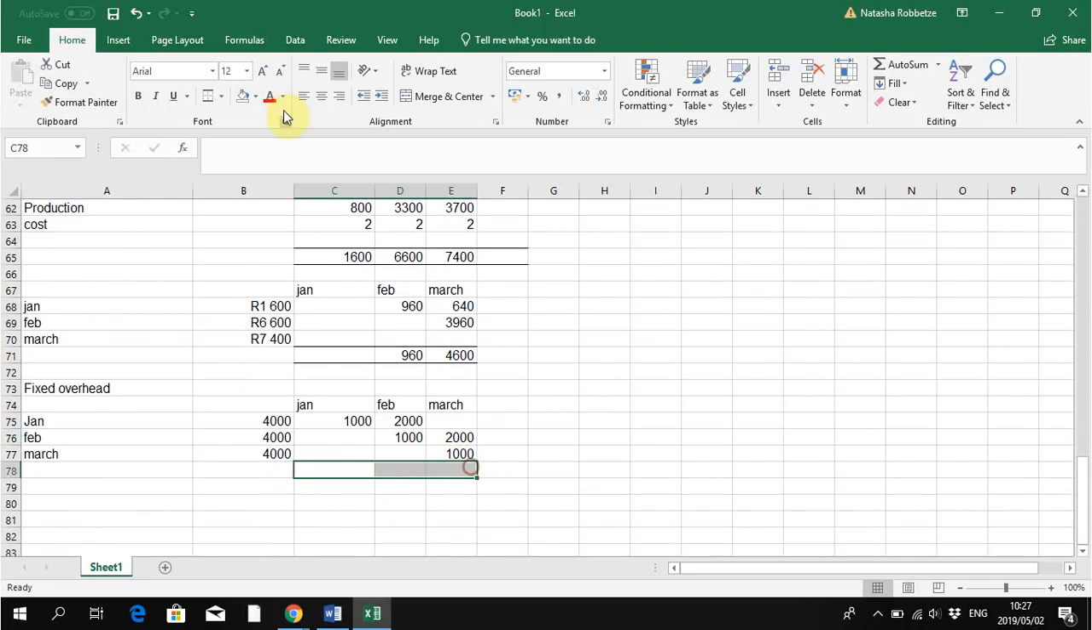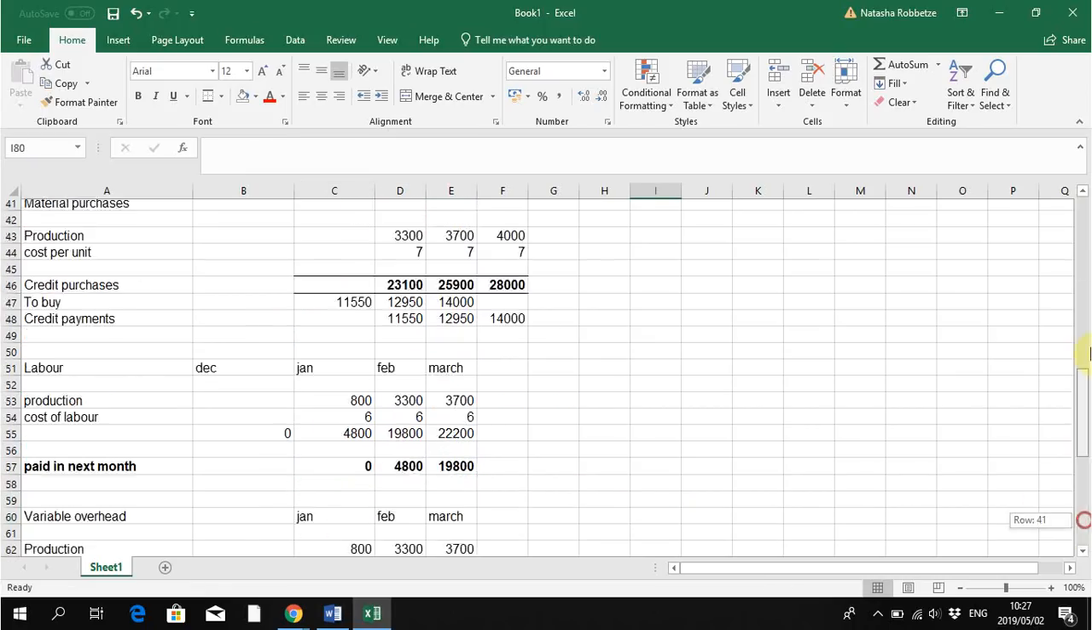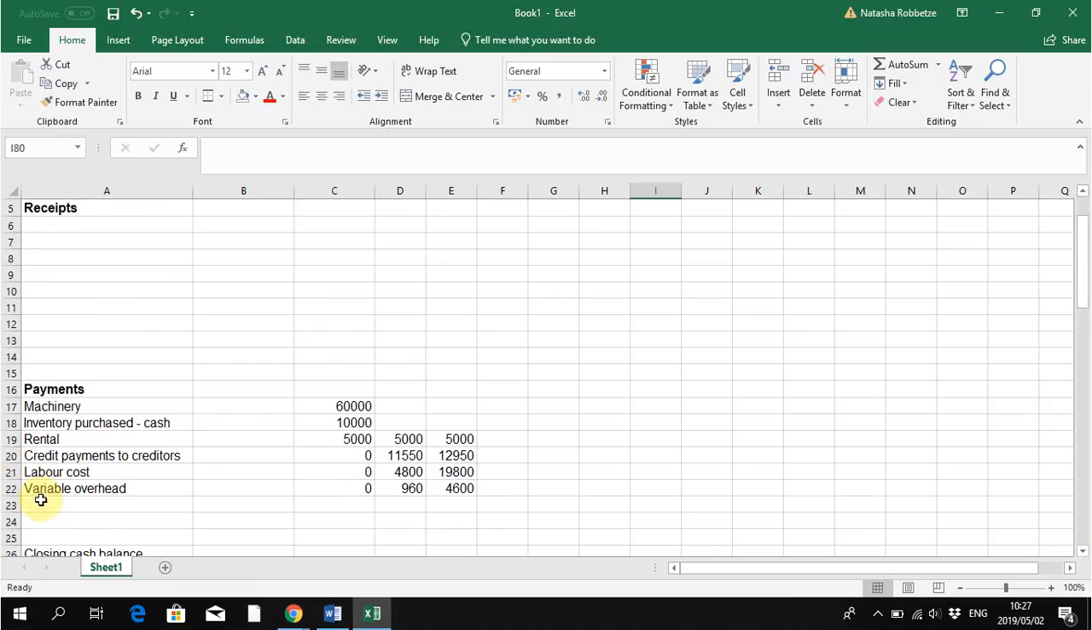I'll get the sum of all these amounts. So it's 1,000, 3,000, and 3,000. I'm going to go to my payments, say fixed overhead. It's 1,000, 3,000, and 3,000.